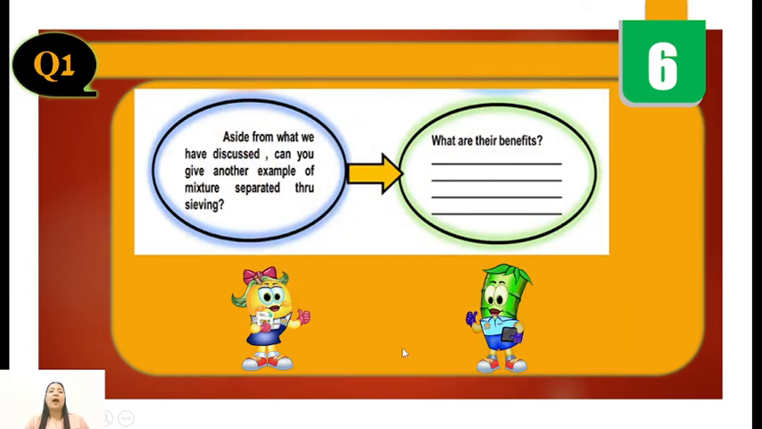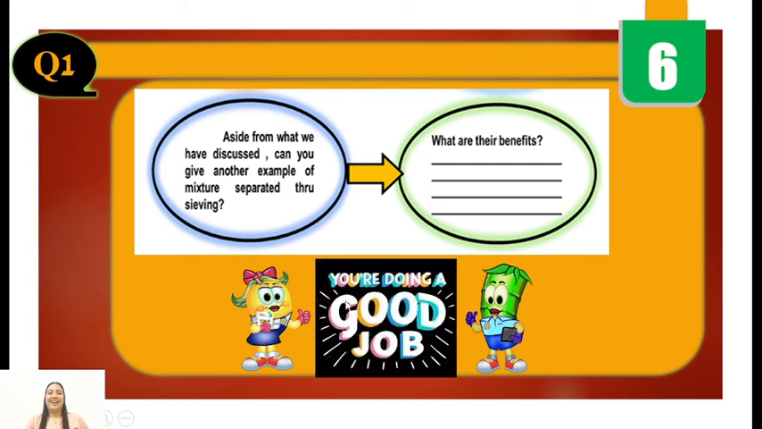Next, aside from what we have discussed, can you give another example of mixture separated through sieving? And of course, on the other hand, what are their benefits? Write that also in your activity notebook. Okay, so I can say that you're doing a good job.